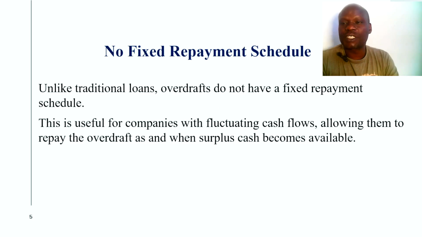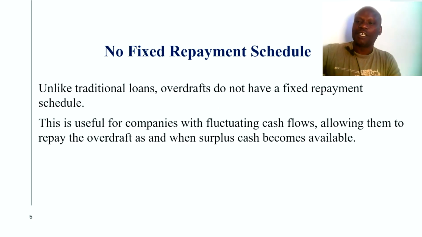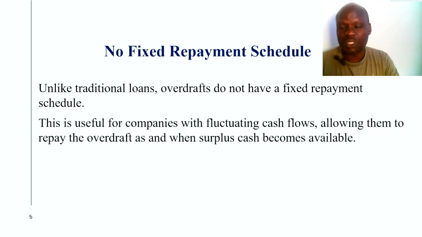Now, long-term loans have a fixed repayment period. You may be given a grace period, but after the grace period, deductions will start, and such deductions normally are timed on a particular date of every month. Failure to pay that money on the agreed date attracts charges. So with overdrafts, we don't have such a fixed repayment schedule, and this is useful for companies with fluctuating cash flows, allowing them to repay their overdraft as and when surplus cash becomes available.